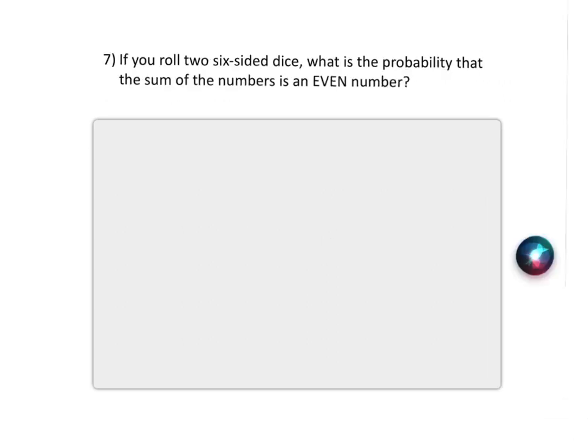So question 7, you roll 2 dice, and what's the probability you get the sum of even numbers? Well, again, you'd have to use the chart, and of course the even numbers, the probability of even. The even numbers are 2, 4, 6, 8, 10, and 12.